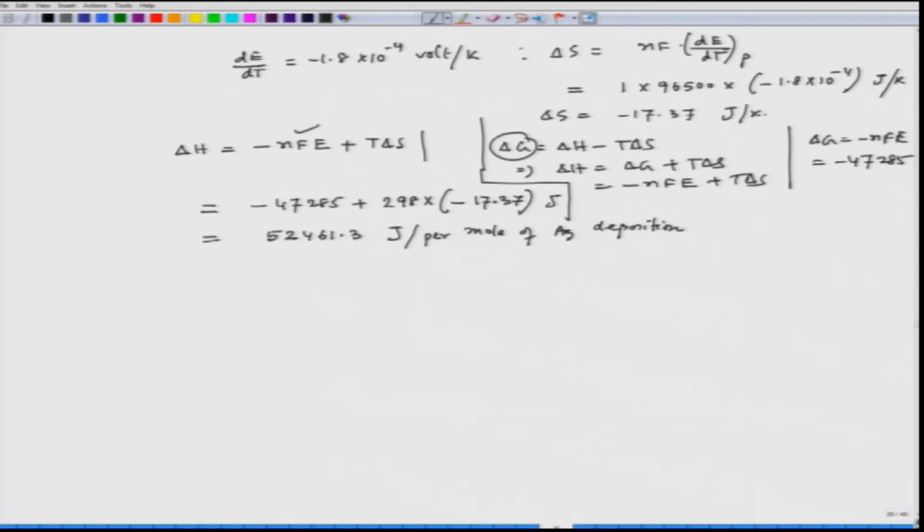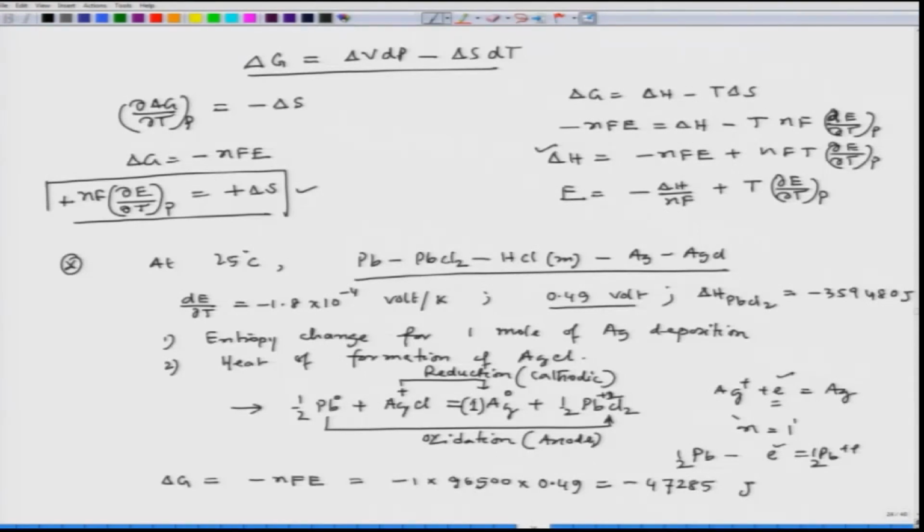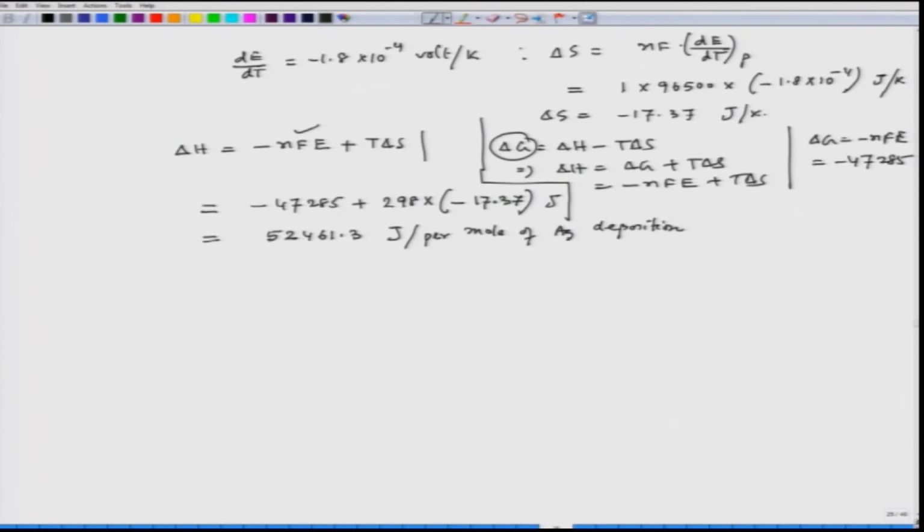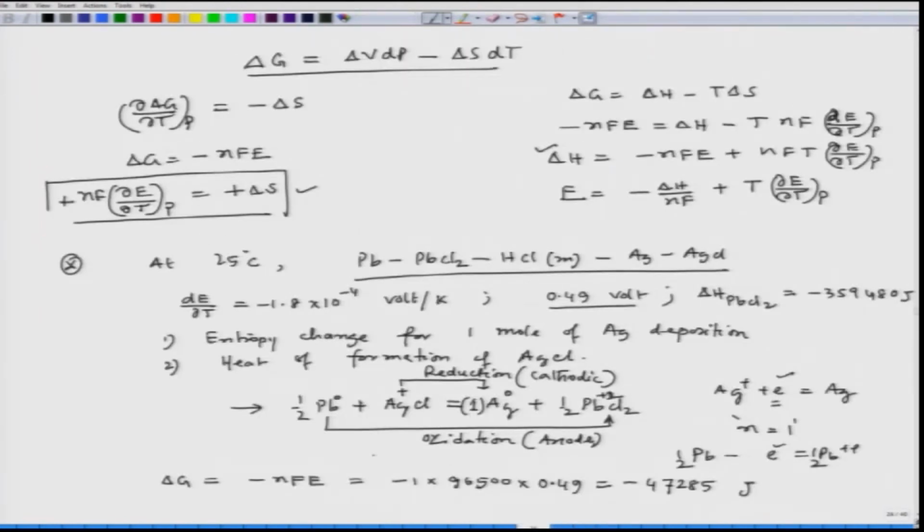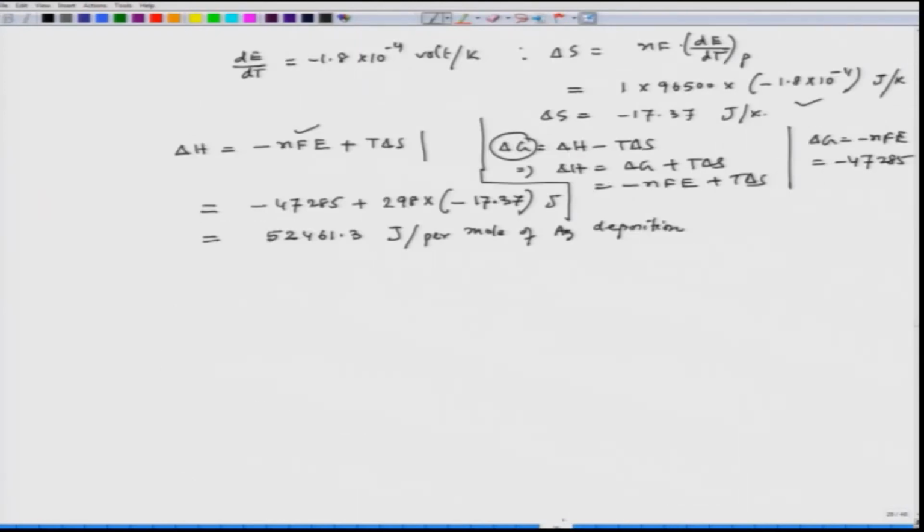Now, we have to calculate. So, our problem statement was entropy change. We have found out the entropy change, these are the entropy values. Then we have to find out the second problem, heat of formation of AgCl. So, we have found the heat of reaction.